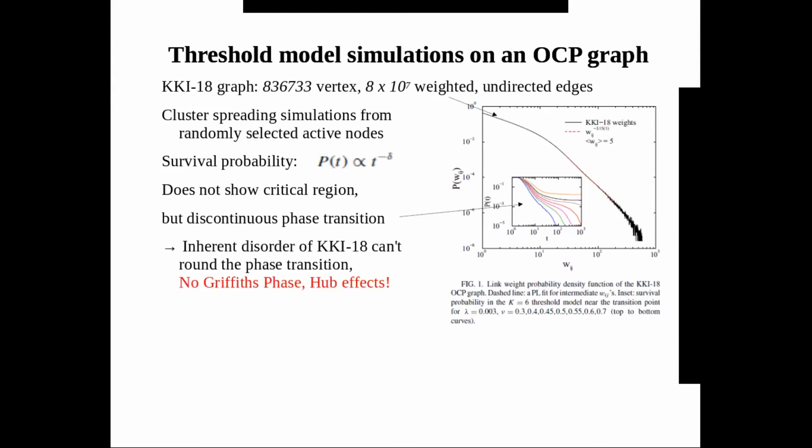But instead of that, I arrived at the conclusion that you cannot find the critical behavior because there are these huge hubs due to the fat tail distribution of weights, which doesn't allow the small weighted nodes to act. They just follow the big hubs. Therefore, the transition will be discontinuous. And so no Griffiths phase or criticality was found in these simulations.